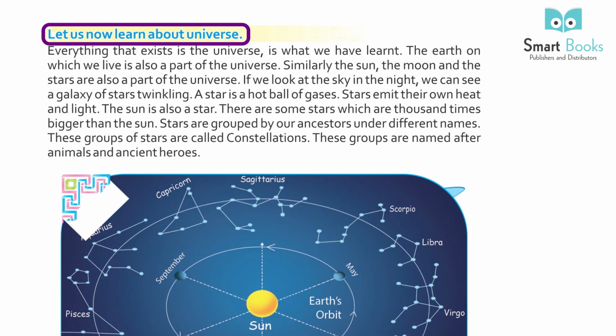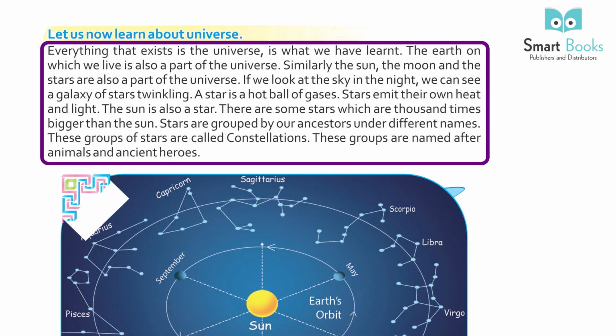Let us now learn about the universe. Everything that exists is the universe, is what we have learned. The earth on which we live is also a part of the universe. Similarly, the sun, the moon and the stars are also a part of the universe. If we look at the sky at night, we can see a galaxy of stars twinkling. A star is a hot ball of gases. Stars emit their own heat and light. The sun is also a star.